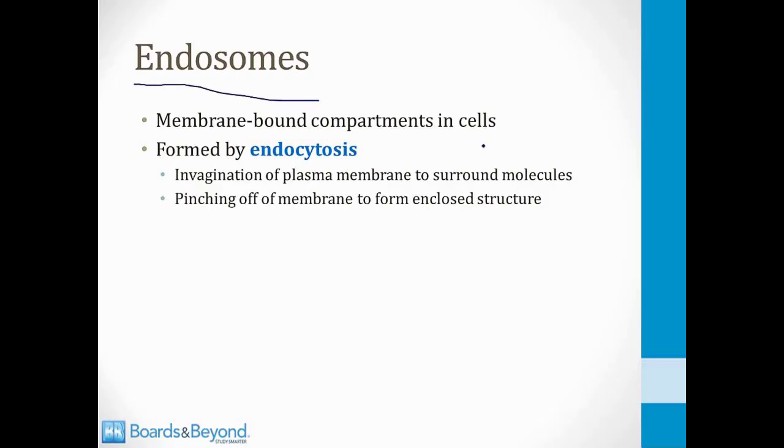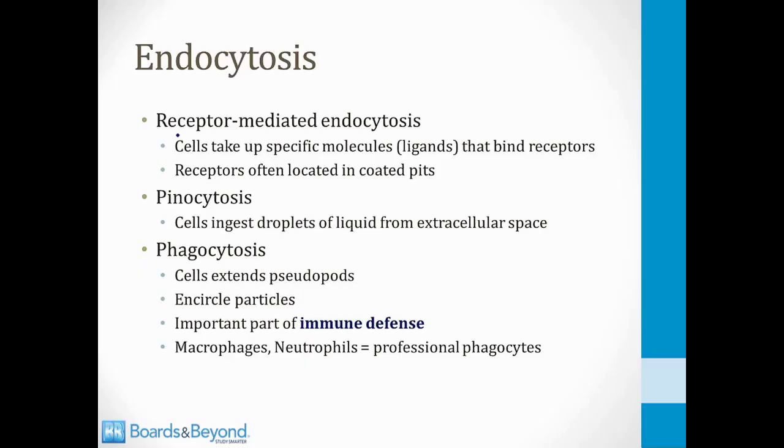These are membrane-bound compartments in cells that are formed by endocytosis. Endocytosis is the process of invagination of the plasma membrane to surround a molecule. This is then pinched off to form an enclosed structure. There are three types of endocytosis. In receptor-mediated endocytosis, cells take up specific molecules, which are called ligands, that bind to receptors on the cell membrane. The receptors are often located in coated pits. I'll show you a picture of that in a minute.